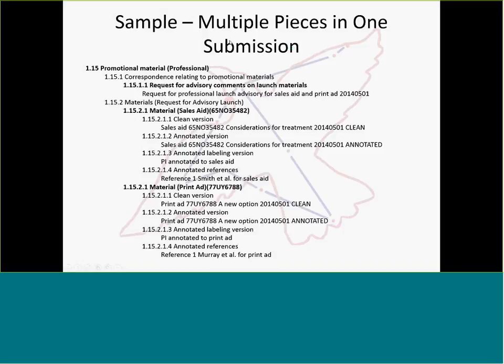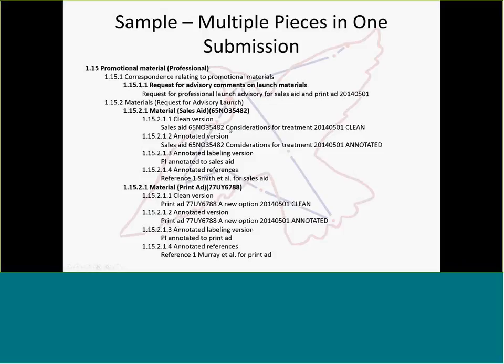In case we have multiple pieces in one submission. So, you can see at the top, this is a professional piece. All pieces are for professionals. And you have first your correspondence. This is your letter to explain the pieces. Then under materials, you have your clean version, and this is a sales aid. You have a clean version.